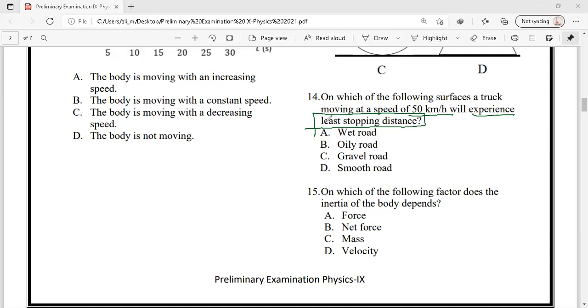ब्रेक अप्लाई करने और बॉडी के रुक जाने के दरमियान जो बॉडी डिस्टेंस कवर करती है, it is known as स्टॉपिंग डिस्टेंस. So if the friction between the ground and the vehicle is greater, the stopping distance would be least. So in options we have a wet road, oily road, gravel road and smooth road. So friction सबसे कम होगी in the oily road, then in wet road, then in smooth road and gravel road. सबसे कम फ्रिक्शन ऑयली रोड में होगी.